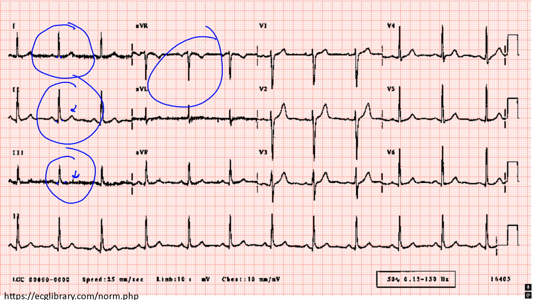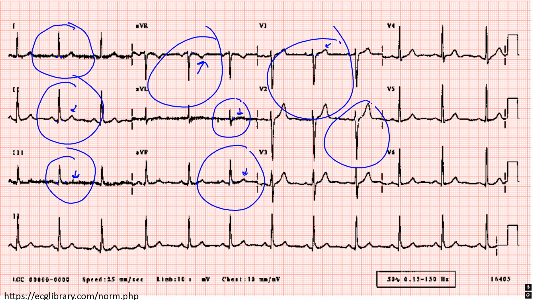Let's look up at AVR, okay. There's the PR segment, there's the J-point, no deviation. It's supposed to be inverted, so there's no T-wave inversion. Same thing AVL, no J-point deviation, T-wave is flat. AVF, no J-point deviation, T-wave is upright. V1, okay, no J-point deviation, but the T-wave is upright. Technically abnormal, like I talked about before.